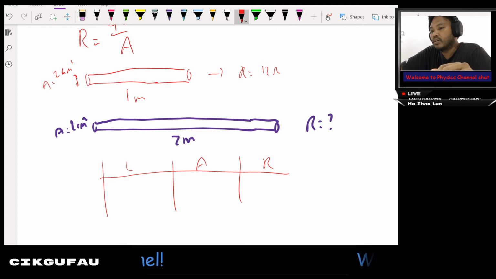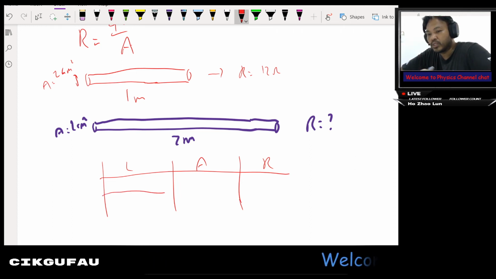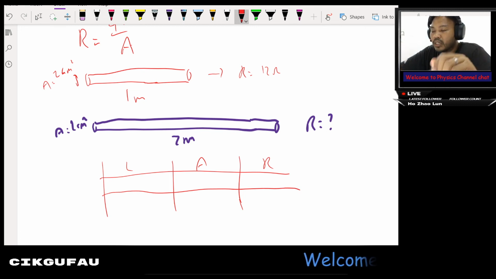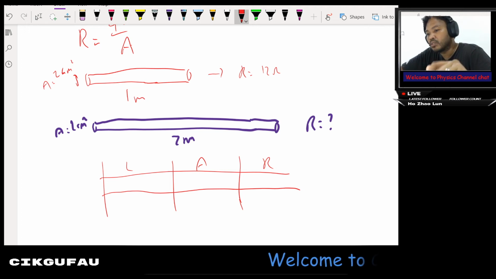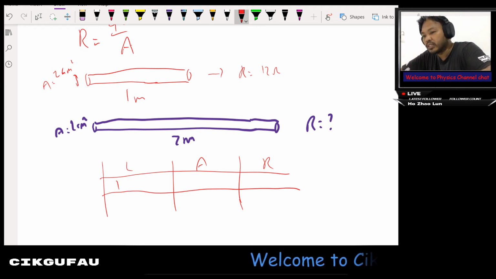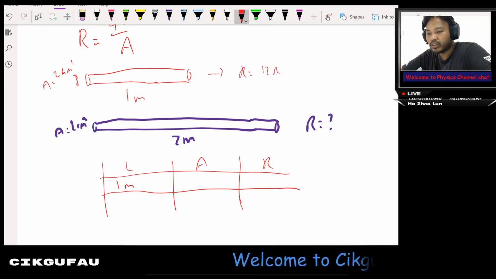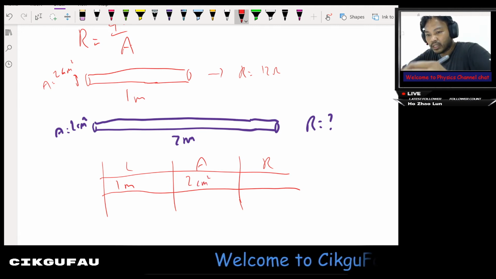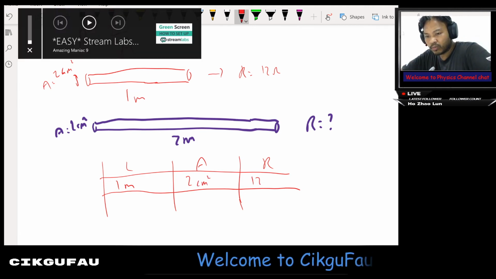So we begin with the first row. The first row will start as a reference. So there is the original conductor given. The length of the original conductor is 1 meter. Original cross-sectional area is 2 cm square, and the original resistance is 12 ohm.